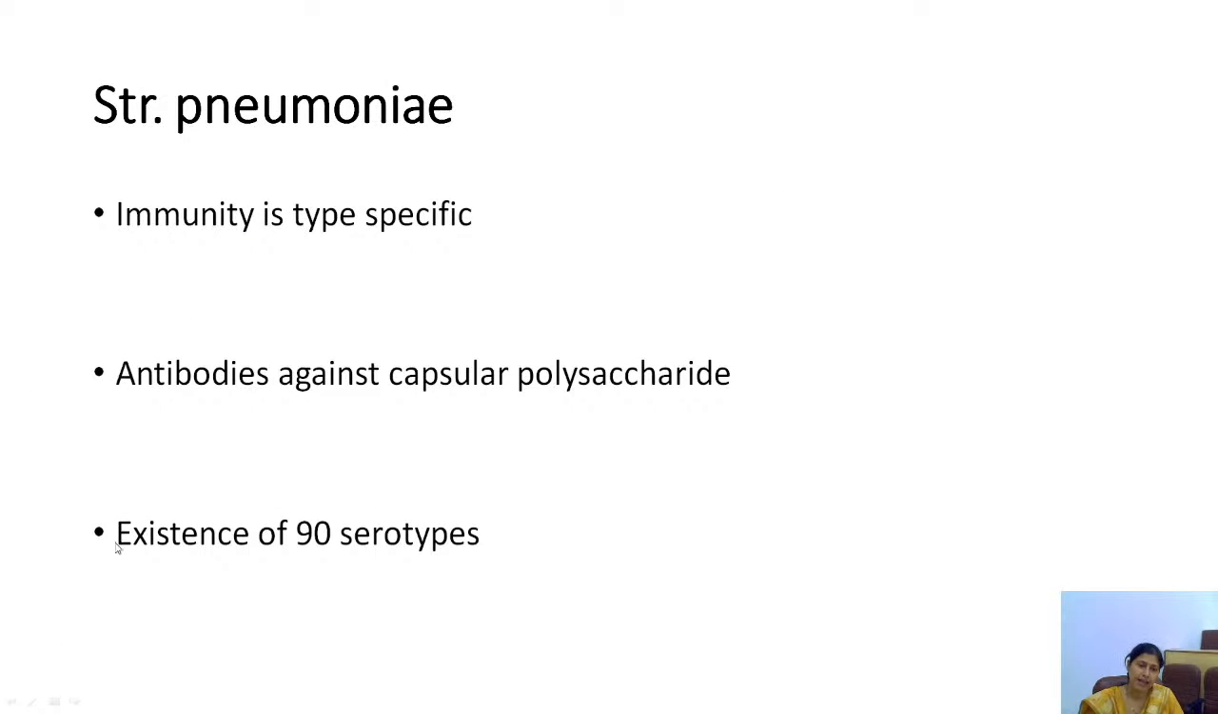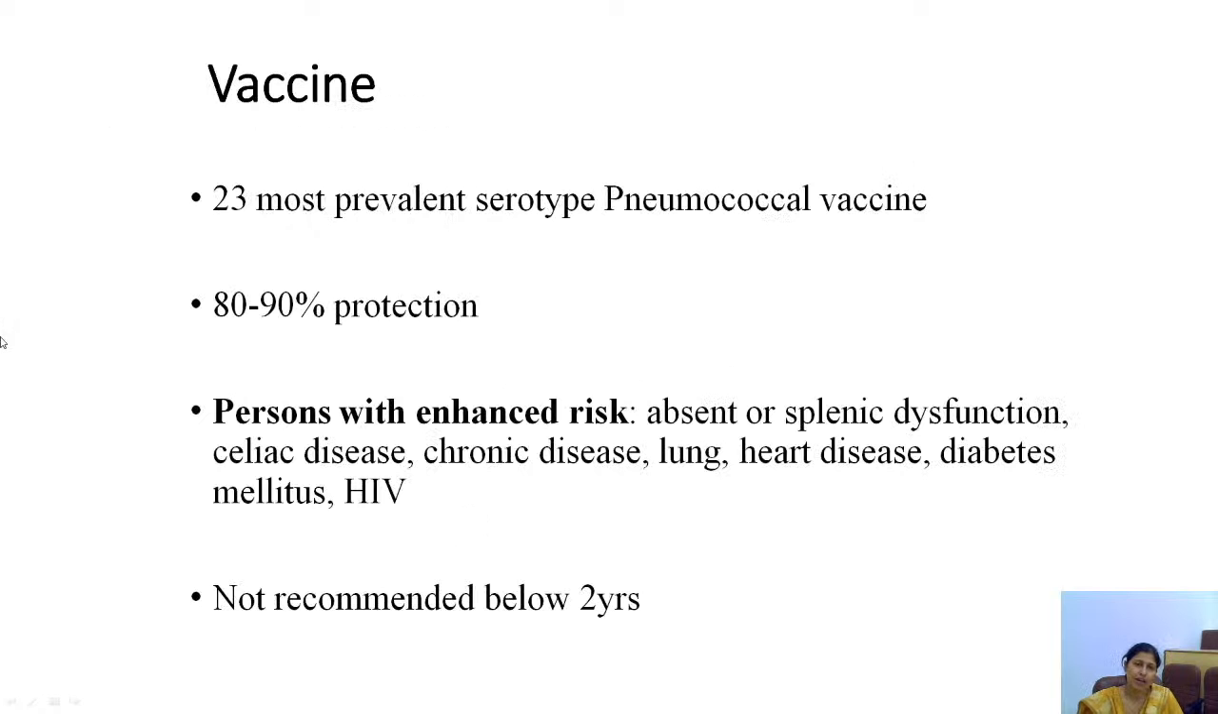Out of these 90 serotypes, they found that around 23 serotypes are prevalent worldwide, and these are targeted for the pneumococcal vaccine. This 23-valent capsular polysaccharide vaccine provides around 80 to 90% protection. The persons at enhanced risk, the high risk persons, are those with absent or splenic dysfunction, celiac disease, chronic lung disease, chronic heart disease, diabetes mellitus or HIV. These high risk persons should definitely be given this vaccine.